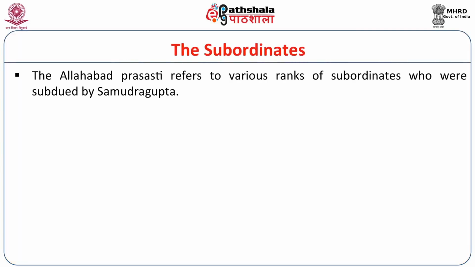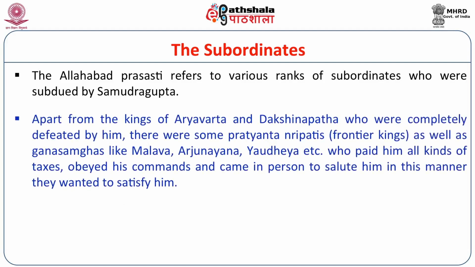Now, the subordinates. The Allahabad Prashasti refers to various ranks of subordinates who were subdued by Samudragupta. Apart from the kings of Aryavarta and Dakshinapatha, who were completely defeated by him, there were some Pratyanta Nripatis. Who were the Pratyanta Nripatis? They are the frontier kings, as well as the Gana Sanghas like the Malava, Arjunayana, Yaudheya, etc., who paid him all kinds of taxes, obeyed his commands, and came in person to salute him. In this manner, they wanted to satisfy him.